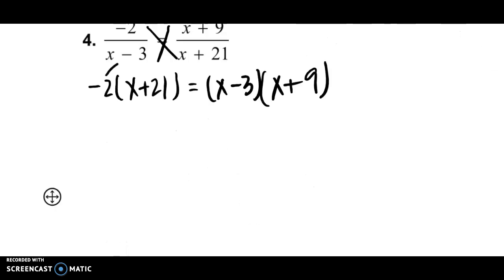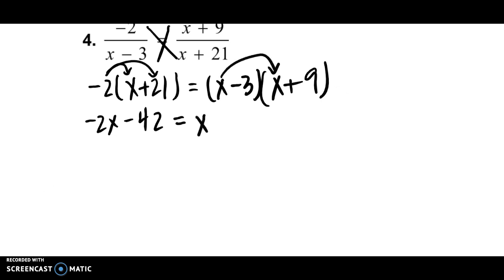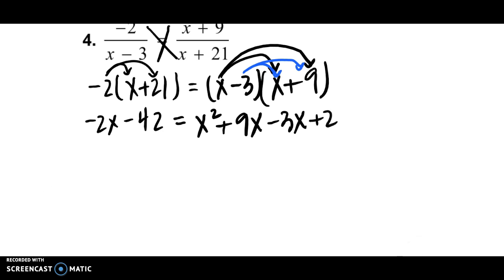Now we're going to distribute. This will give you negative 2x. This is going to give you negative 42 equals. Now for this part, you're going to either use box method, which most of you are used to, or you can use FOIL. That's what I'm going to use. So here we're going to get x squared, then x times 9 will give you positive 9x. Now we're going to multiply negative 3 times x. We're going to get negative 3x. Now negative 3 times positive 9 is going to give us positive 27.